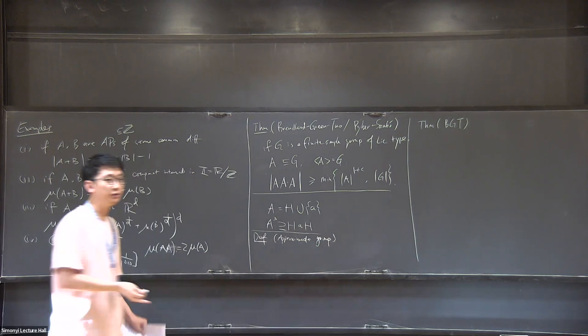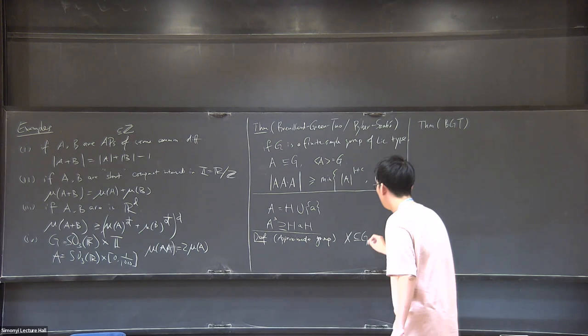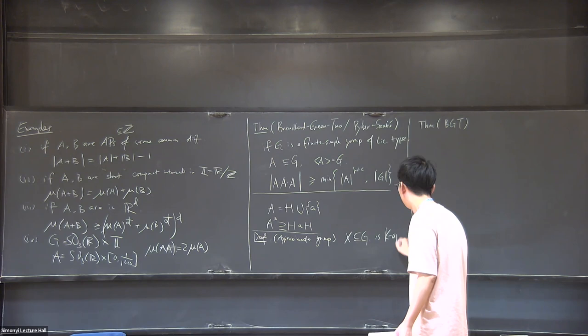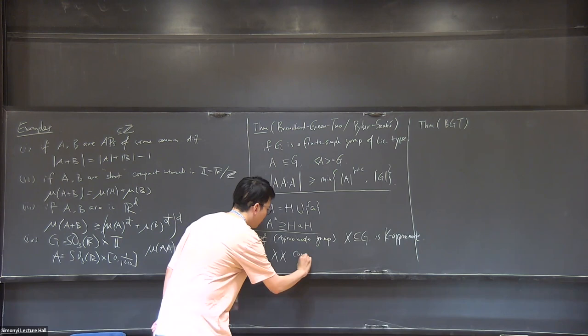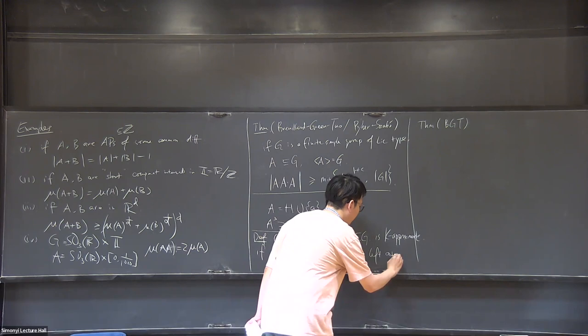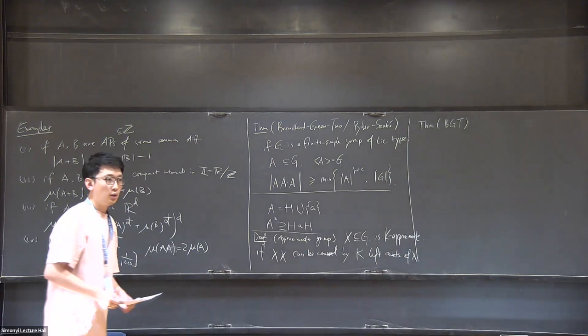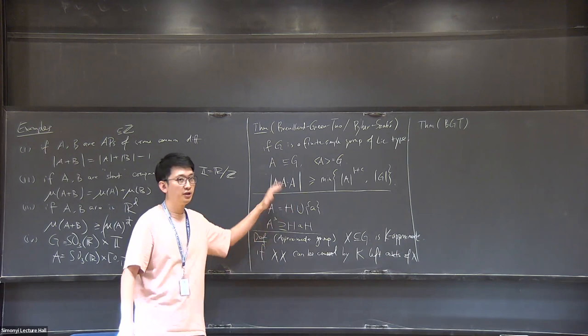This definition is actually given by Tao in his very important paper. Approximate group means: X is a subset of G, where G is some group, and X is a K-approximate group if X times X can be covered by K left translates of X, or left cosets of X. So probably that explains why we care about A times A times A instead of A times A. An approximate group is equivalent to saying A times A times A is small, more or less, by losing some powers of K to the O(1).